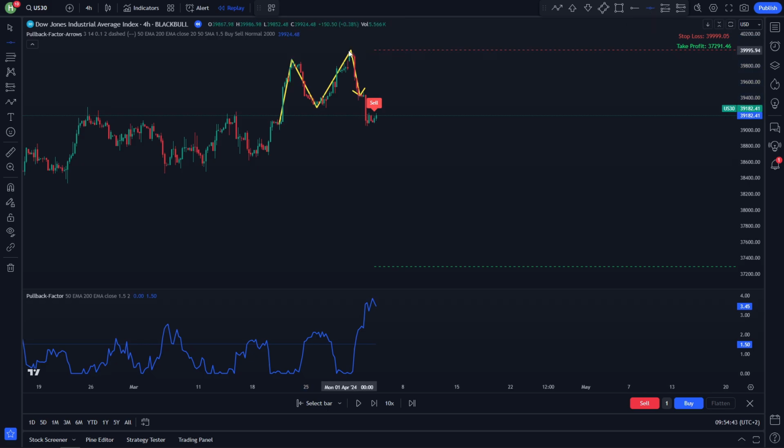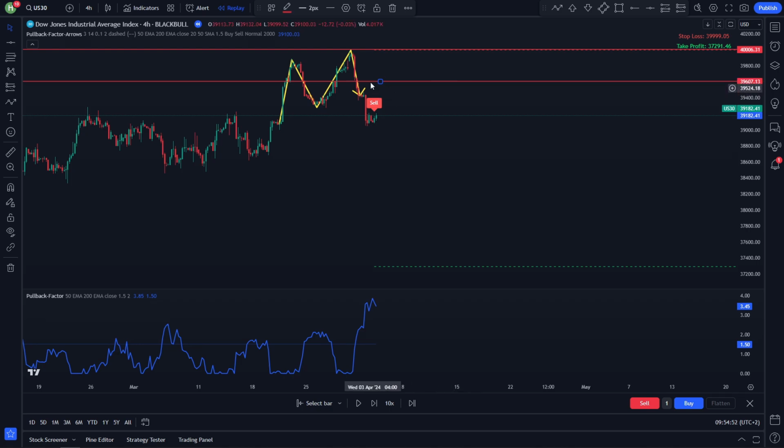On top of this, if we use the drawing tools, we can again mark this supply zone as it follows for future use. Then after this, the index started trending down, and we see a pullback in the market, which has been identified by a pullback factor indicator.